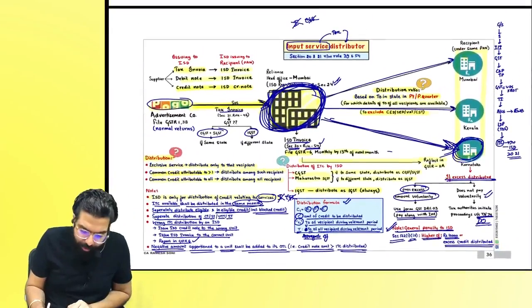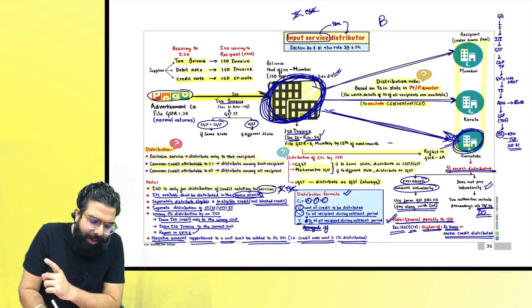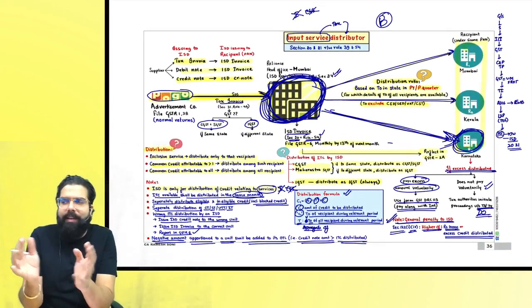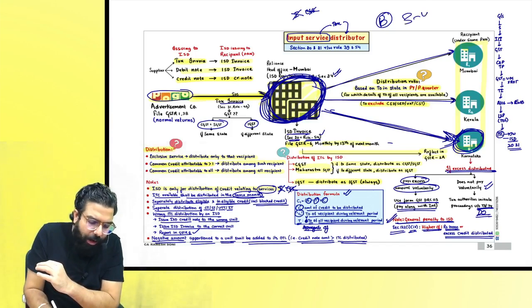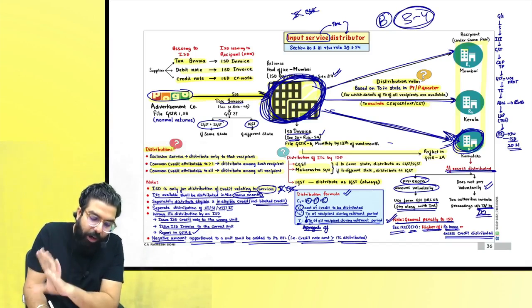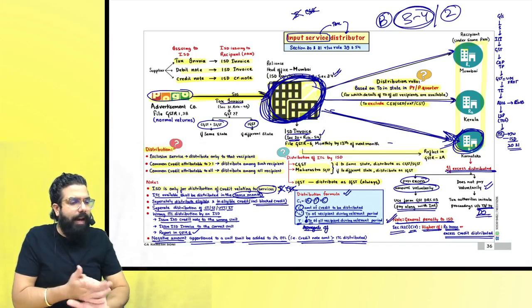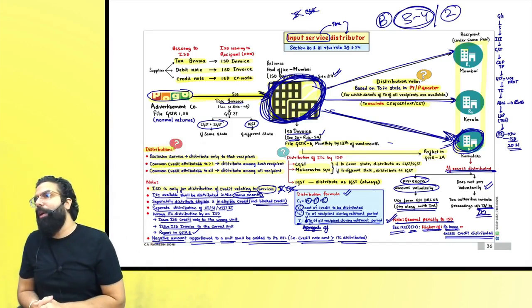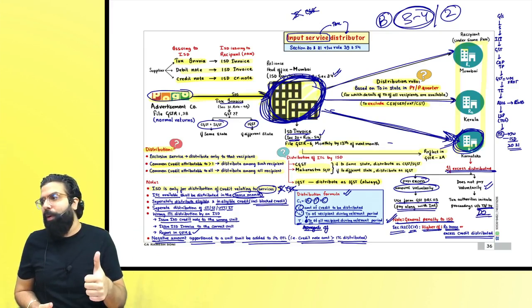Right, everyone? I will close my discussion on ISD over here. B graded topic, you can call job work and ISD B graded topics, where either of them say 3 to 4 mark question will be asked. If not 3 to 4 marks, at least 1 to 2 marks MCQ must be asked in the exam. I will close my quick revision on the chapter of input service distributor over here, everyone.